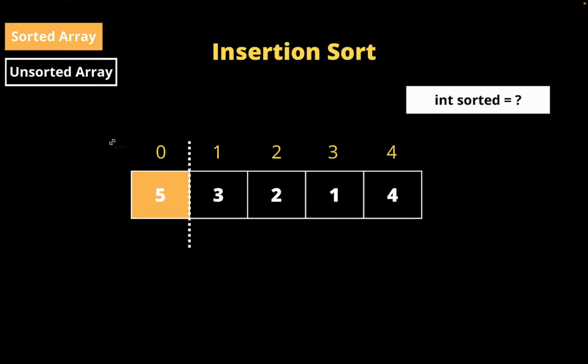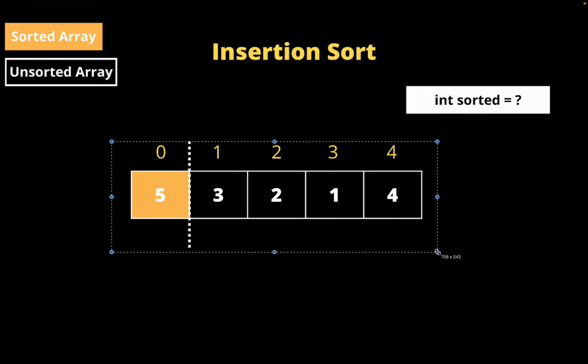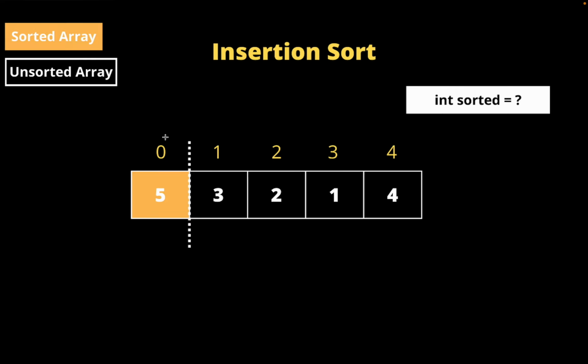As you can see, we have an array with 5 different elements: 5, 3, 2, 1, 4, and then we have the index numbers, so the places where our elements are stored. We are first of all going to divide our array into two parts. The first is the sorted array, and the second is the unsorted array. This one is the sorted array because it's just the first element, and this one is the unsorted array.